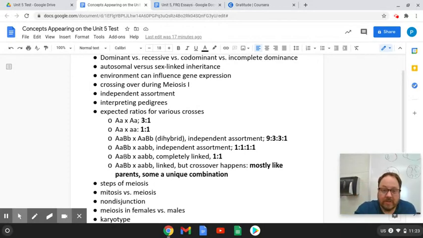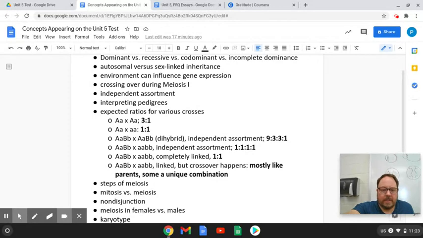Now, what if the A gene and the B gene are on the same chromosome and they're completely linked? They're always inherited together. If one parent is heterozygous and the other is homozygous recessive, then you have equal probability of the offspring looking like one parent or the other. Now, if you get into the Thomas Hunt Morgan fruit fly stuff, where the genes are linked but crossing over happens, most of the offspring look like one parent or the other, but some are a unique combo.